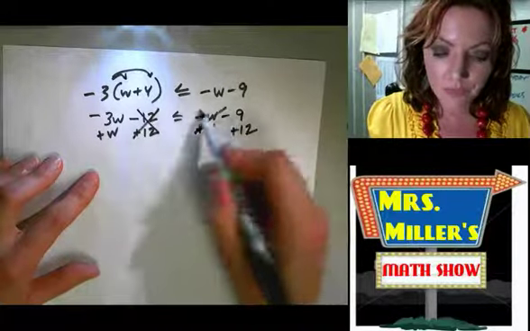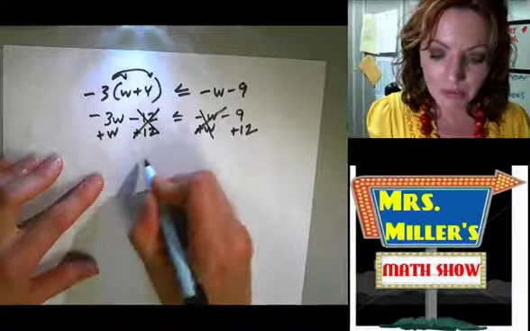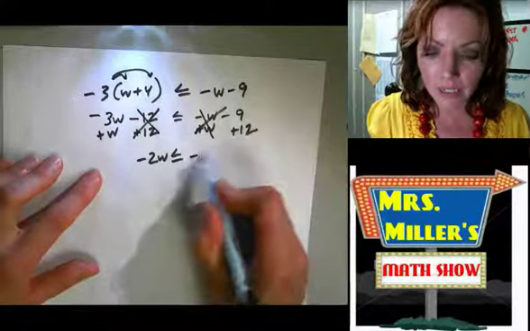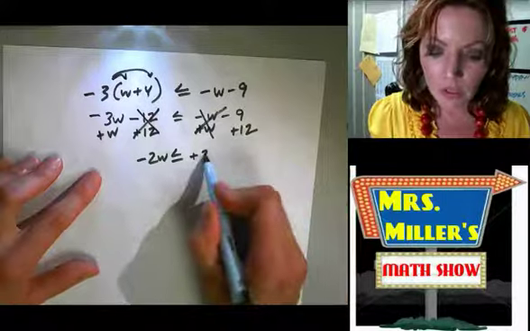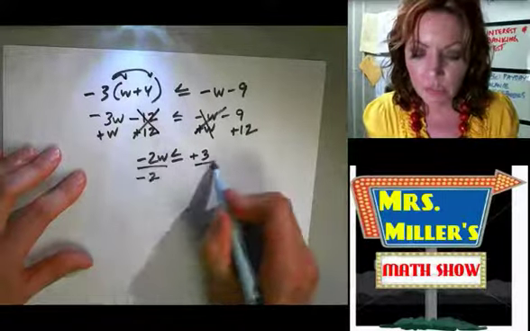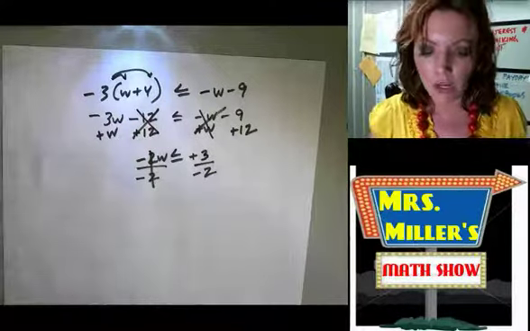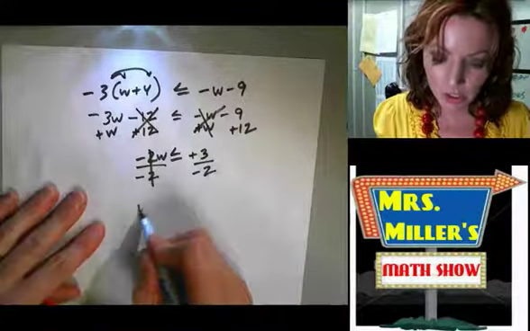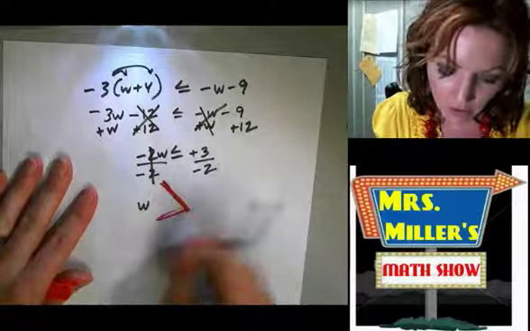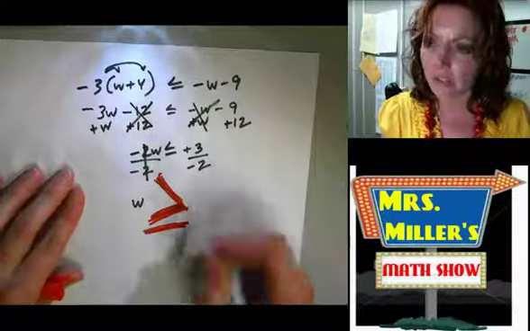So I get negative 3w plus 1w is negative 2w. And negative 9 plus 12 is negative 3. Oops, positive 3. And then the last step is to divide by negative 2 on both sides. So they cancel out now. Here we go. w is greater than or equal to negative 3 halves.